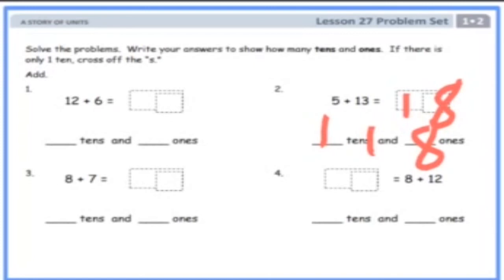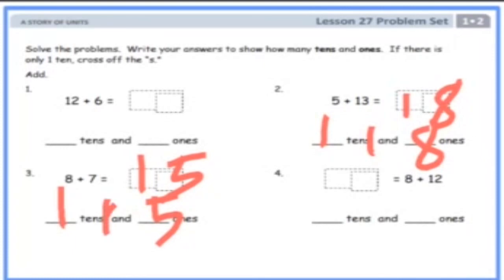Number 3, 8 plus 7. That is worth 15 right here. How many tens? 1. And how many ones? 5. As usual, I will also cross out my S because it's just 1.